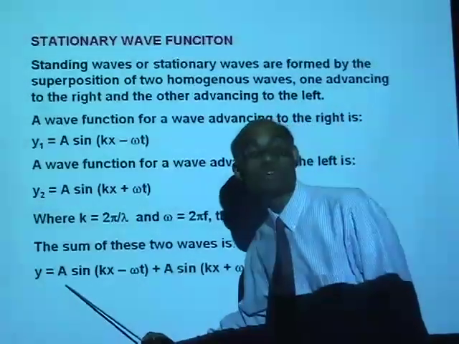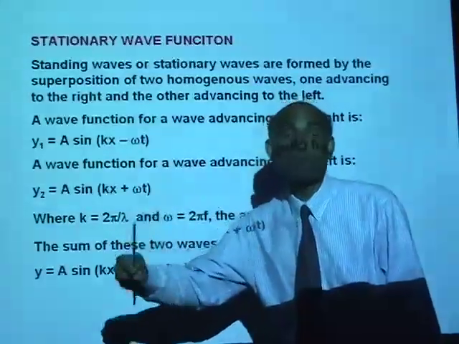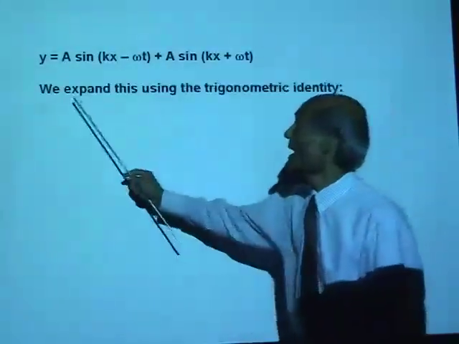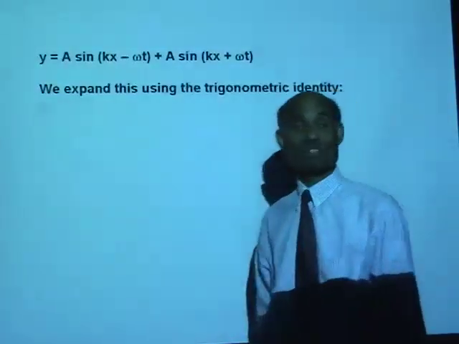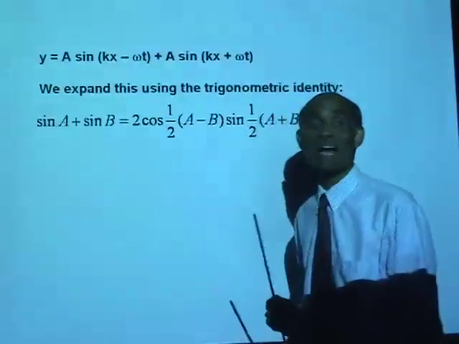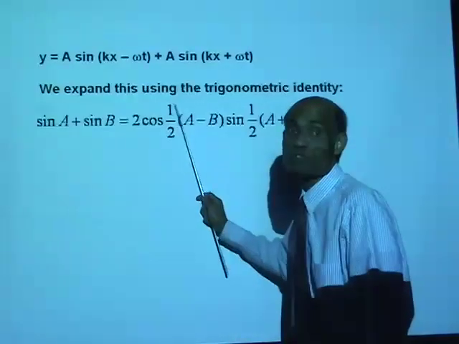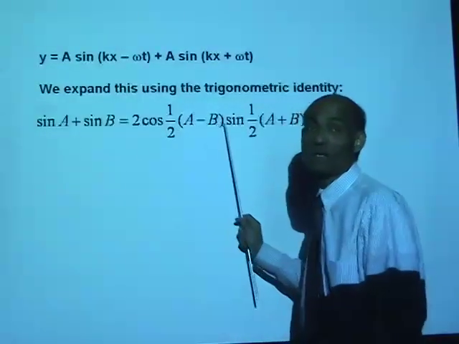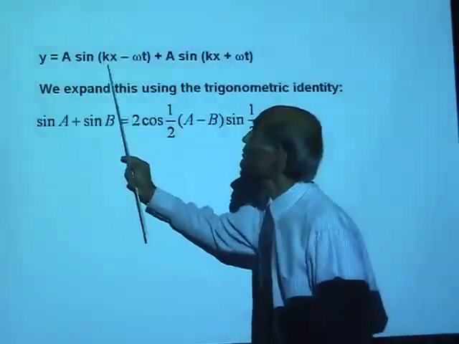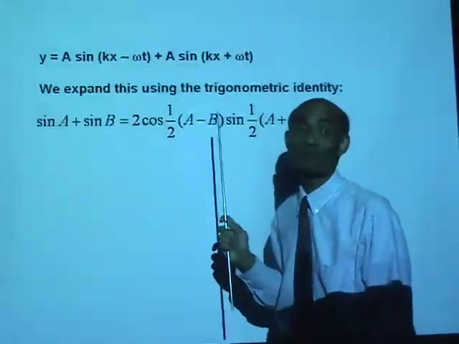Now, can you use the equation I gave you in the last class, sin A plus sin B, and expand this? Well, we can expand this using the trigonometric identity we used in the last class. sin A + sin B = 2 cos[½(A − B)] sin[½(A + B)]. Our A is kx − ωt, B is kx + ωt.